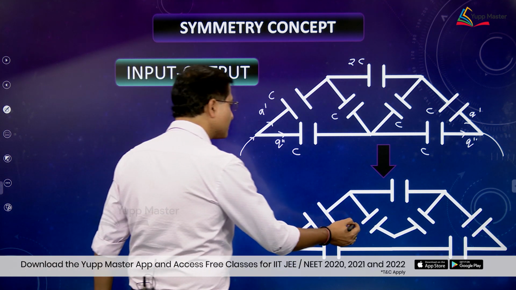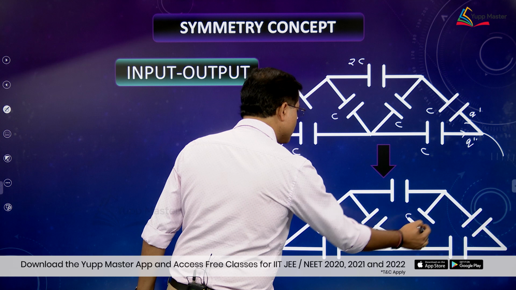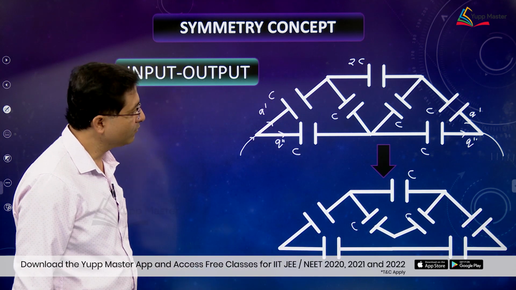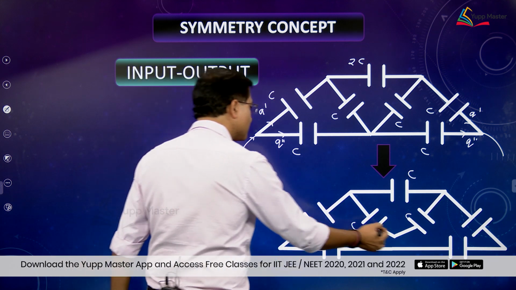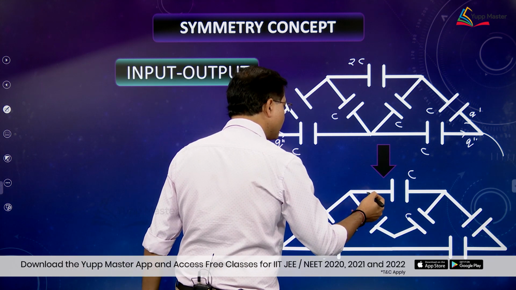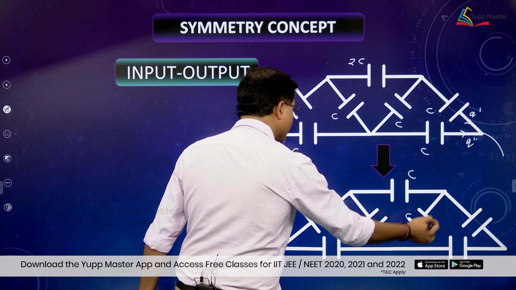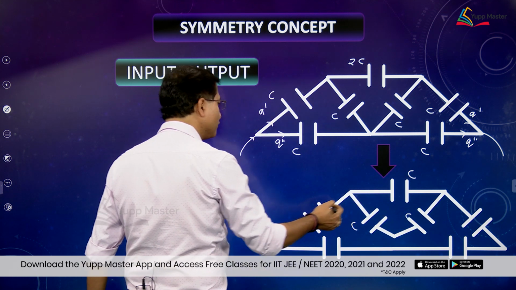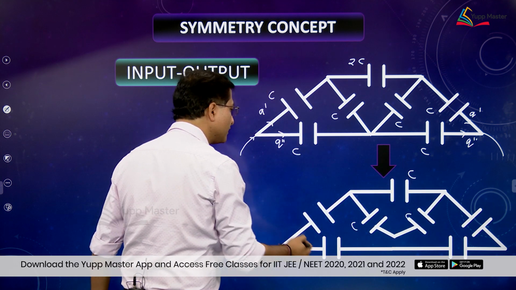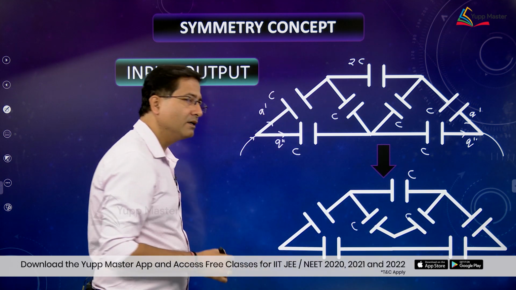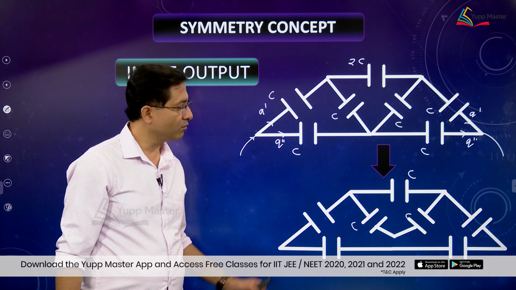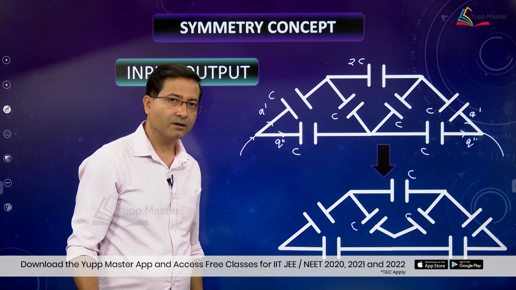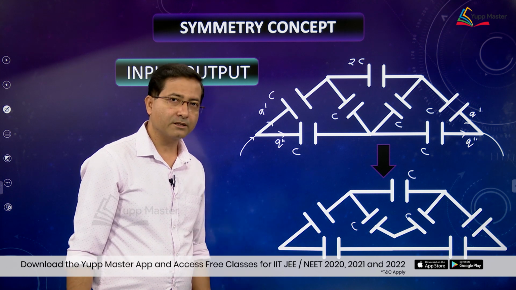This C and C will give you C by 2 and that is connected in parallel with C. So this whole branch, this C by 2 and this C, will give you 3C by 2, right? So this is 3C by 2 and these two will give you C by 2. Now you can easily reduce the circuit and find the equivalent capacitance, right? The only thing you have to do is apply the series parallel combination formula. I hope this concept is clear.